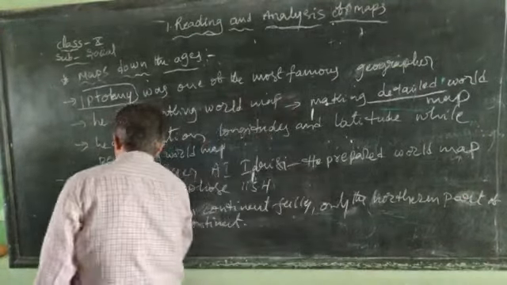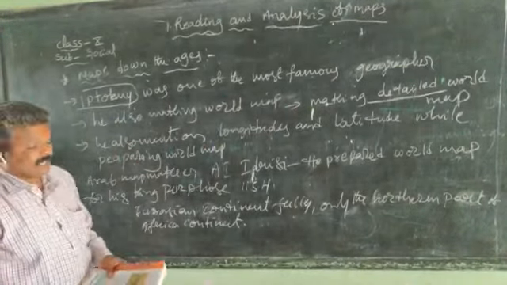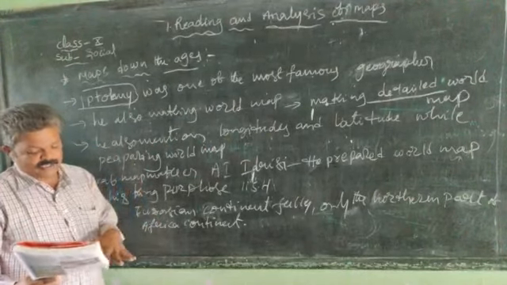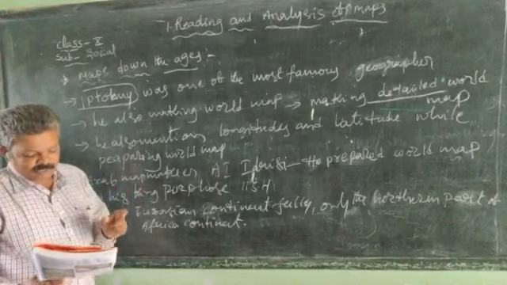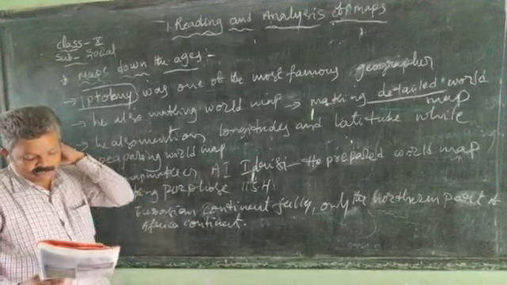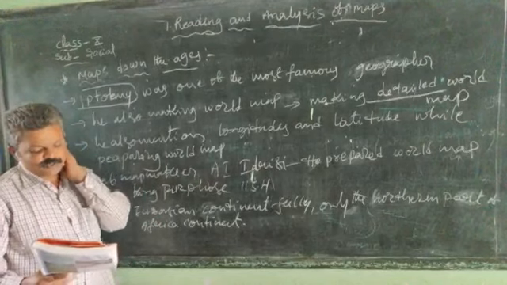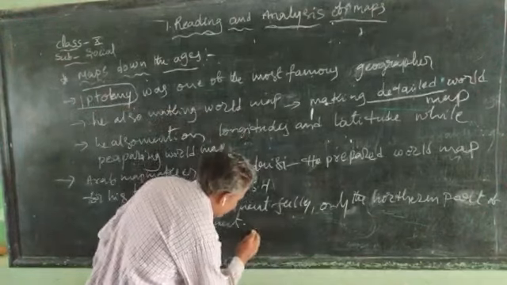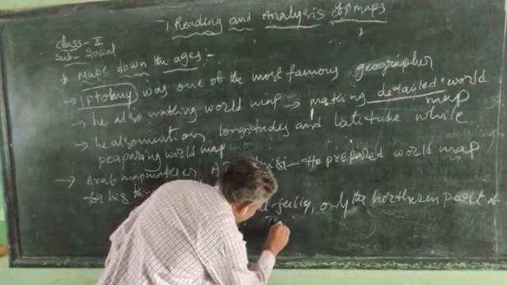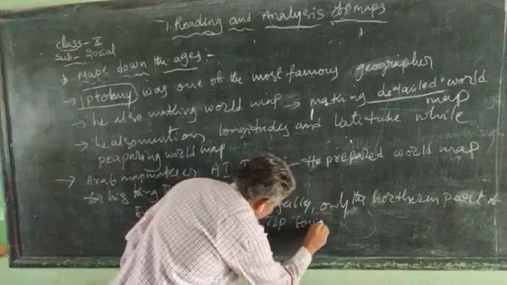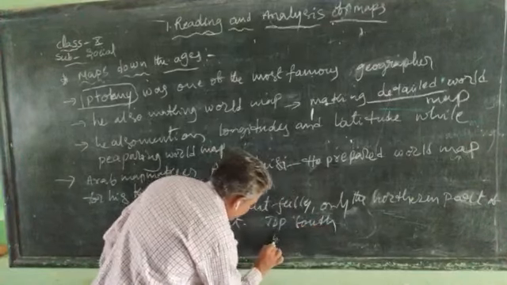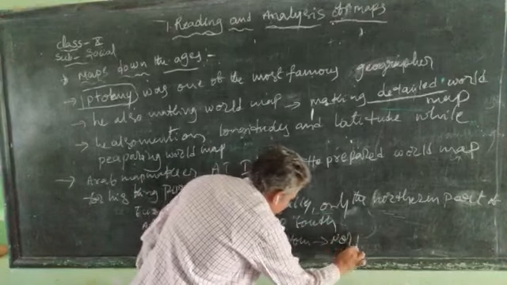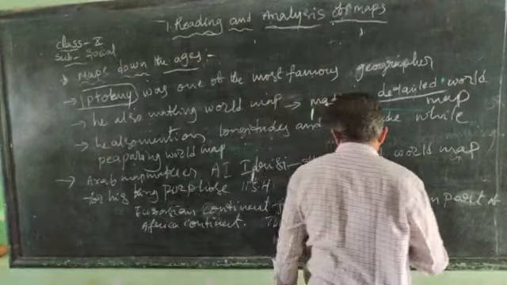Okay, when he prepared the map, the directions are north, south, east, west. The south is towards the top of the map, and the north is towards the bottom. So, like this.